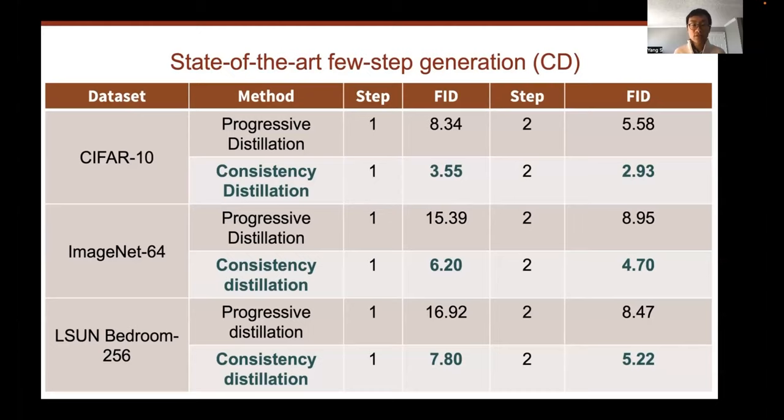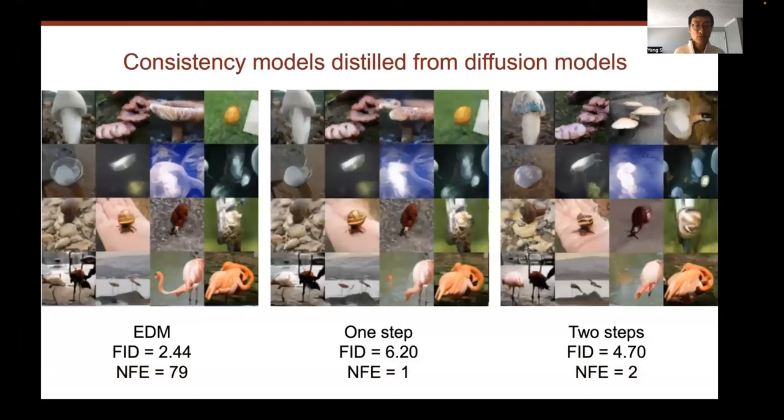Here are some examples of what those samples look like. The leftmost images are samples from an original diffusion model. The middle and right samples are from consistency models with one and two step generation. So in terms of compute, we only use 1/80th of the compute of diffusion models, but the images still have high quality. And here are results on a different data set.